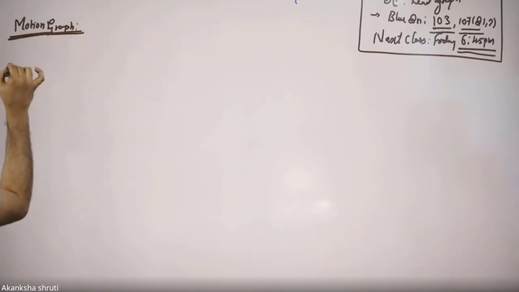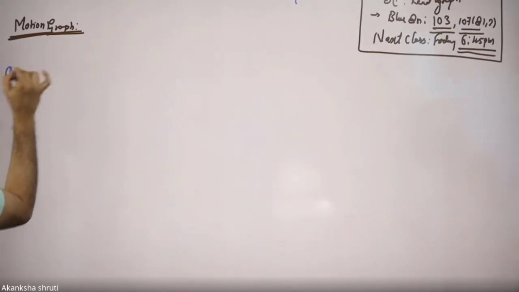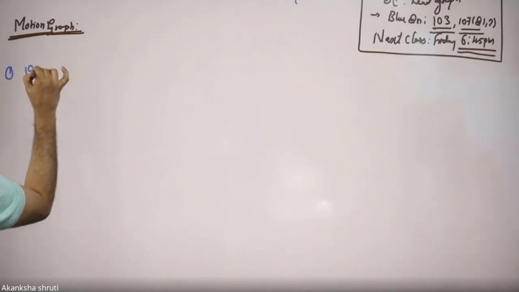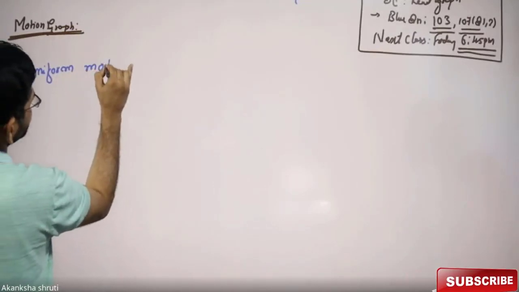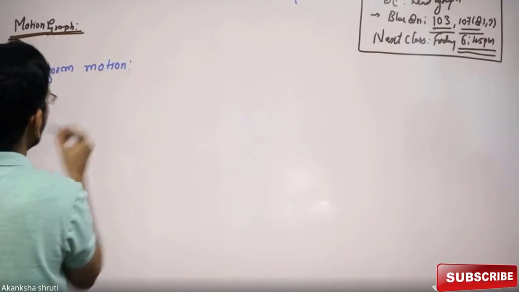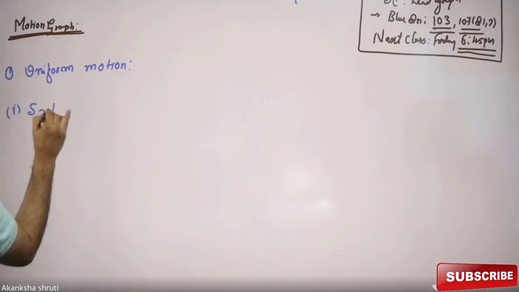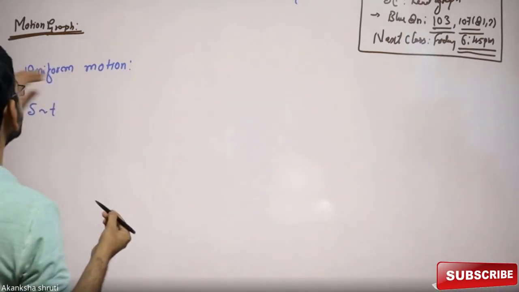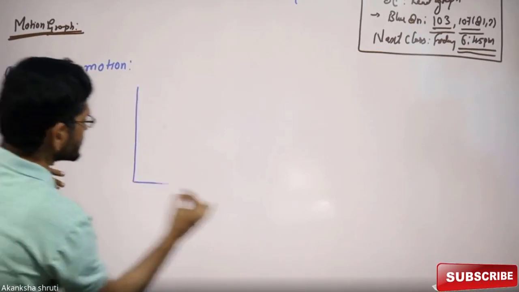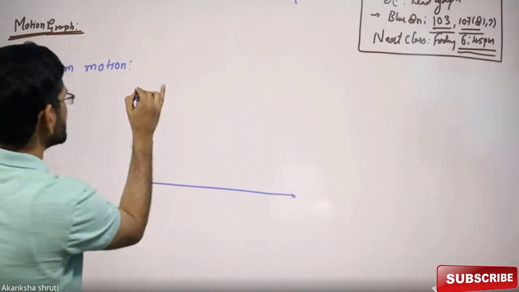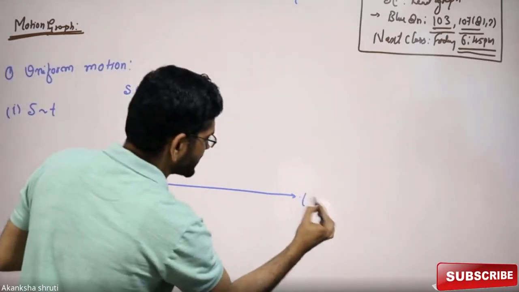So first, for the uniform motion, again in this uniform motion, the first thing can be your distance time graph. For uniform motion, the body covers equal distance in equal intervals of time. So for the distance time graph, we have to plot the distance on the vertical axis, time on the horizontal axis.